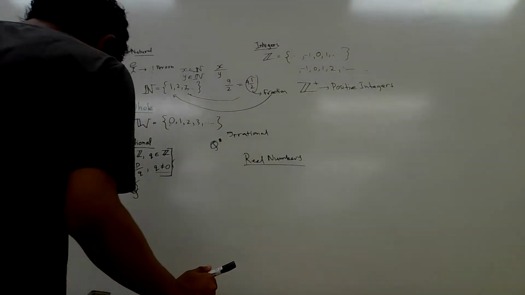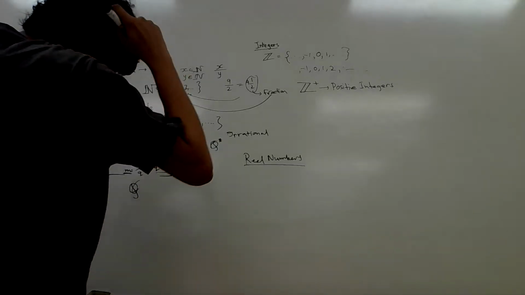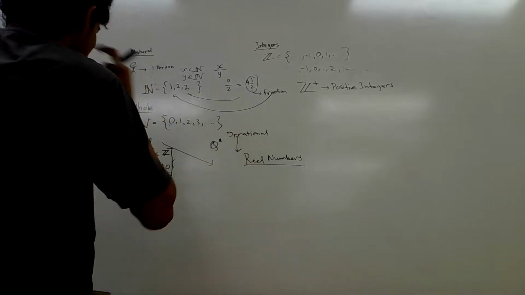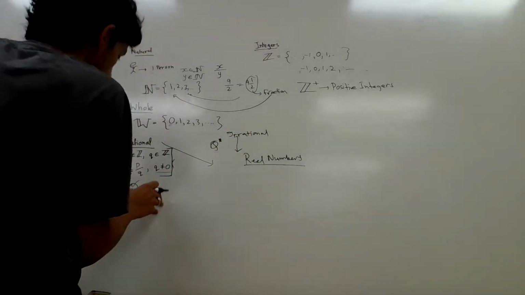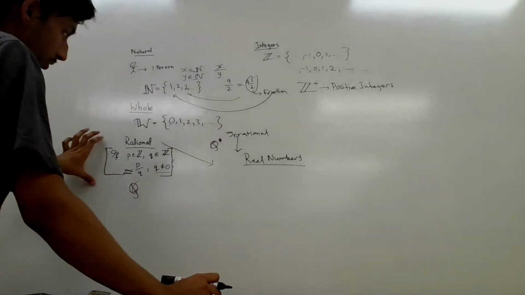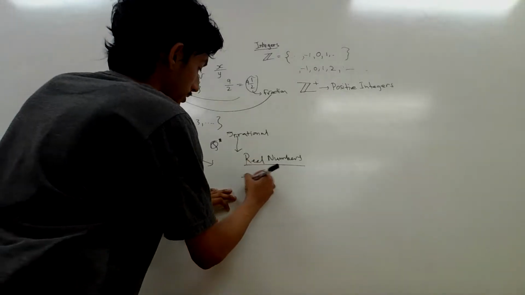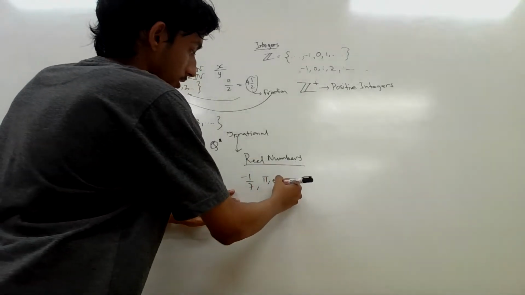So moving on to the real numbers, the real numbers are defined to be the collection of these two things, rational and irrational. What do I mean by that? Whatever fractions you have, whatever negative fractions you have, and whatever is not constituted in this is a real number. For example, -1/7 is a rational real number. Pi is also a real number. E is also a real number.